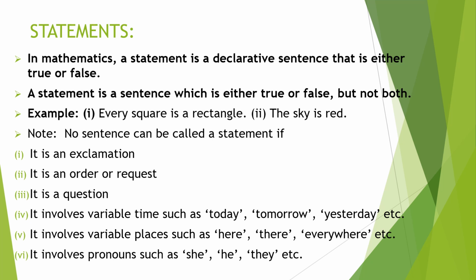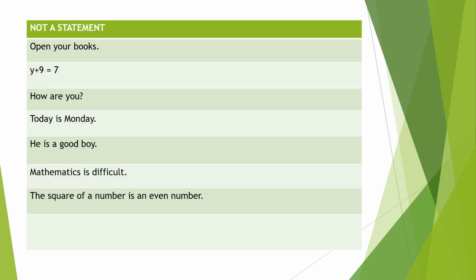Let us see some examples. The following sentences are not statements. Let us see why. Open your books. It is a command. It is not a statement. Y plus 9 is equal to 7. Now see over here. Y plus 9 is equal to 7 means basically y is minus 2. But nothing is said about y. Whether y is a natural number, it is an integer. So suppose if y is a natural number, then it is not possible because minus 2 is not a natural number. So nothing is specified regarding y, it can be true or false, so you cannot say it is a statement. How are you is a question.